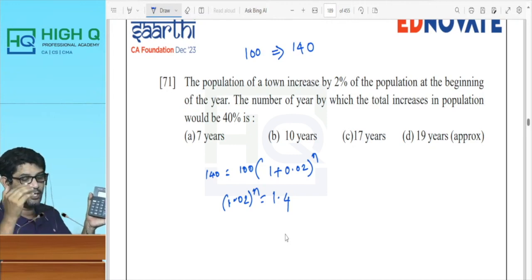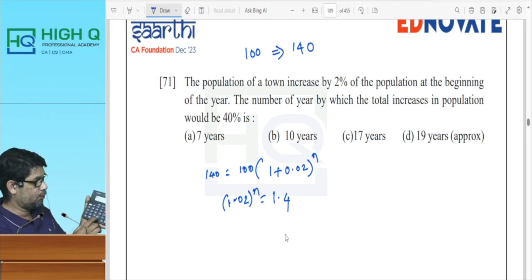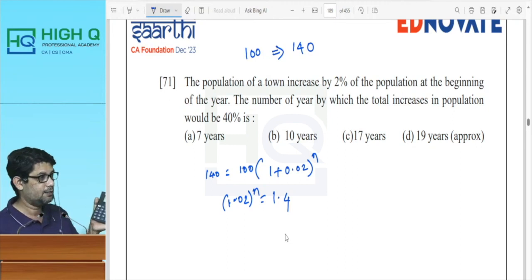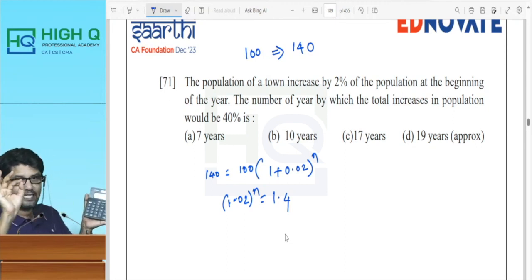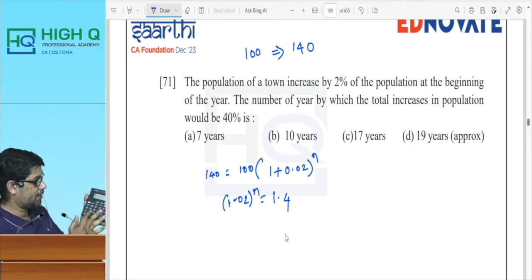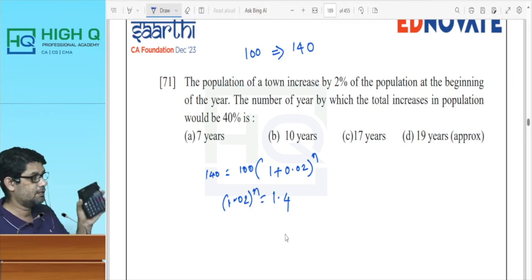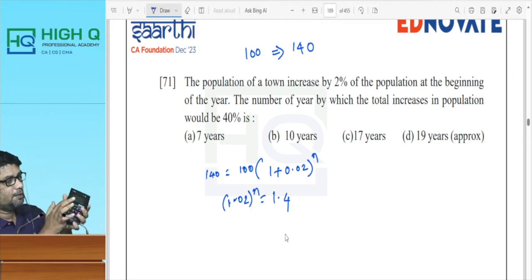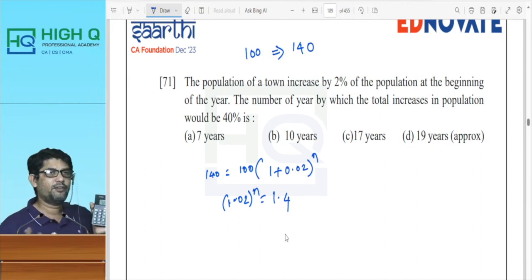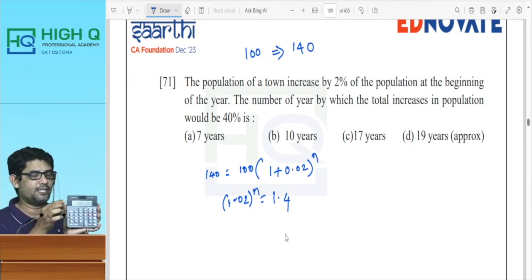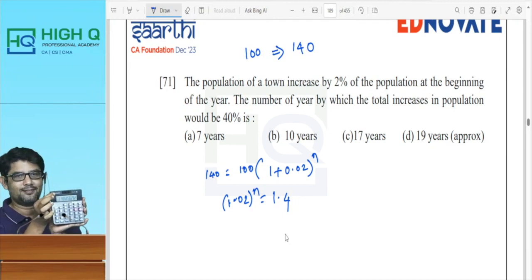And 2%, 2%, it keeps on increasing. I'm going to add. What is option A? 7. Option A is 7. So let me add it for 7 times. Plus 2%, plus 2%, plus 2%, plus 2%, plus 2%, plus 2%, plus 2%. 7 times I added, but 140 is not coming. Sir, without counting, how did you know you have added 7 times, sir? Here it is showing 21.